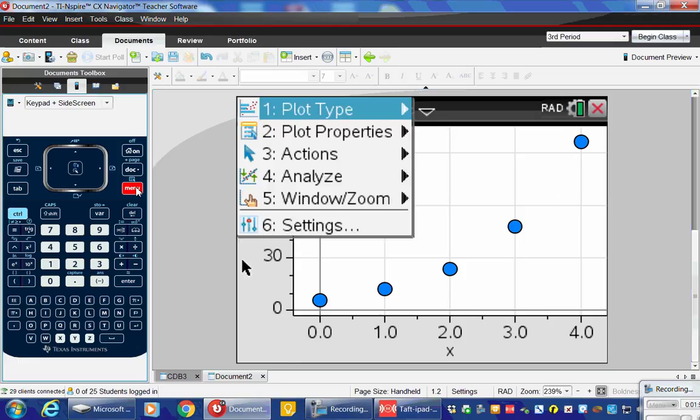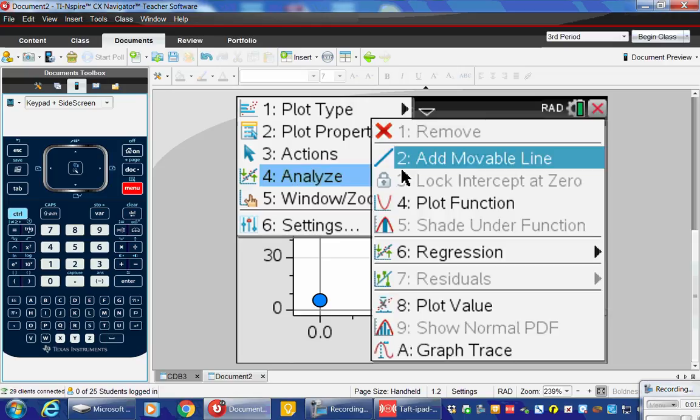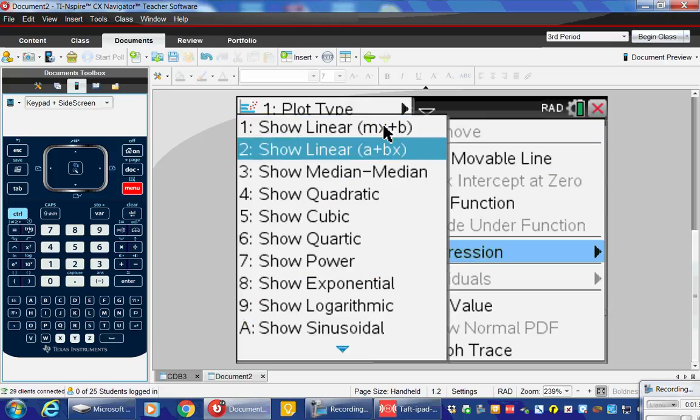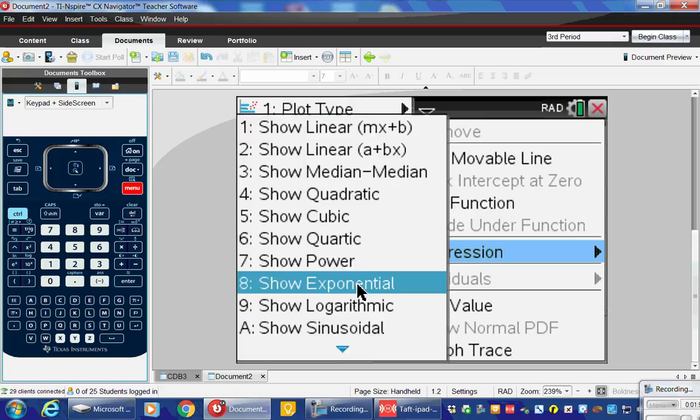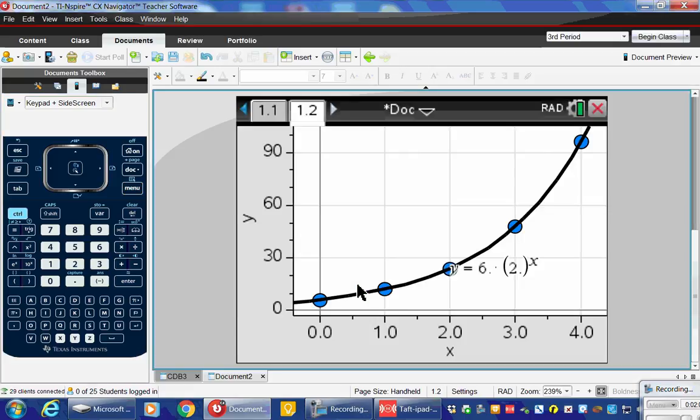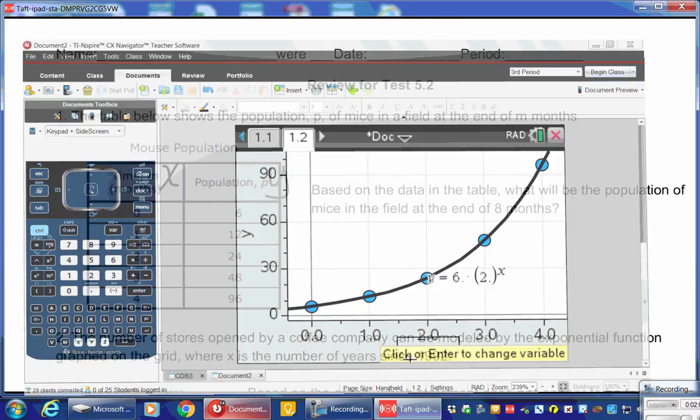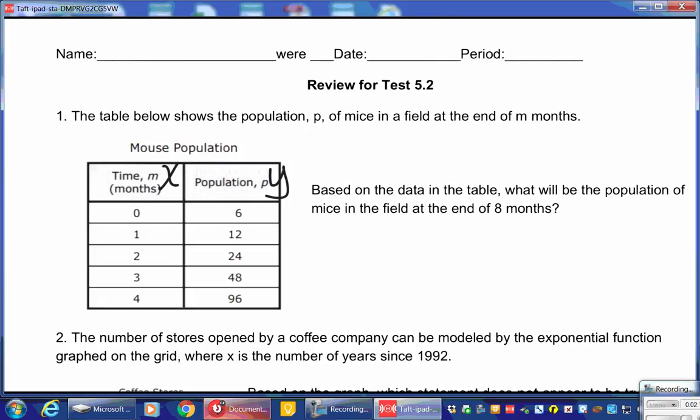So then I'm going to go to Menu, Analyze, Regression, and we want to show exponential because we saw that that was an exponential trend. So my equation is going to be y equals 6 times 2 to the x power. So I'm going to write that down. So we've got y equals 6 times 2 to the x power.